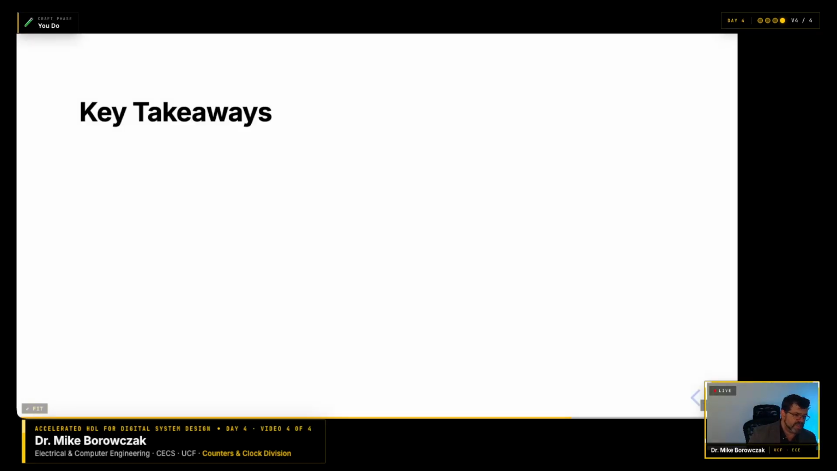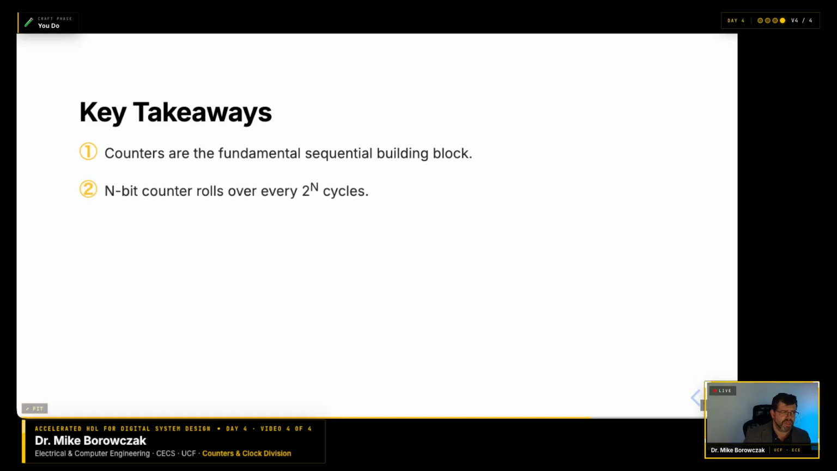Wrapping up here, the key takeaways for this segment. Counters exist throughout all sequential building blocks, right? If you have an n-bit counter, it rolls over every 2 to the n cycles. Clock dividers: you're going to count to a target, toggle when you hit that target, and reset.